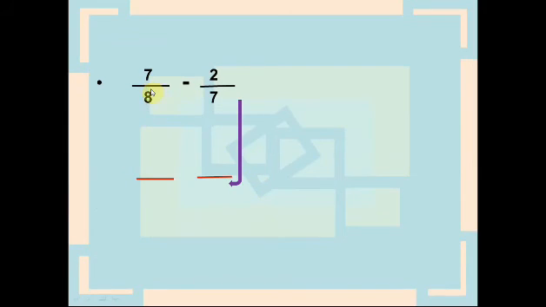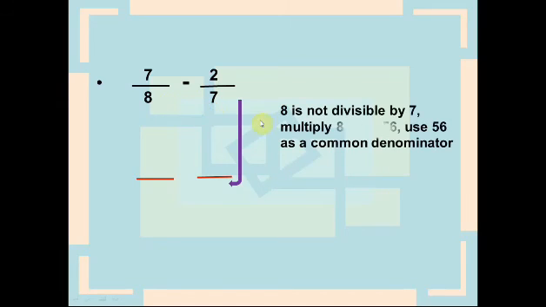Another example, 7 over 8 minus 2 over 7. 8 is the greatest denominator and it is not divisible by 7. For that we multiply 8 by 7. The result will be 56. Use 56 as a common denominator.